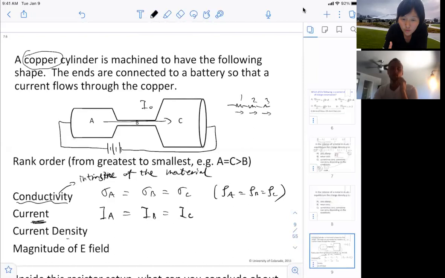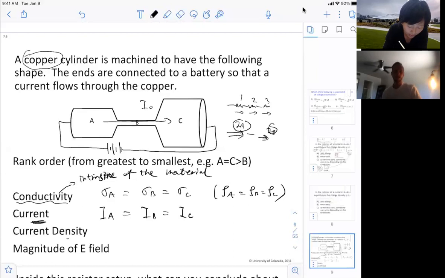This is also, you can view this as charge conservation, right? If your current IA is bigger than IB, then you might wonder, well, where did this current go? It must go somewhere. But they're all flowing throughout, they must be equal.